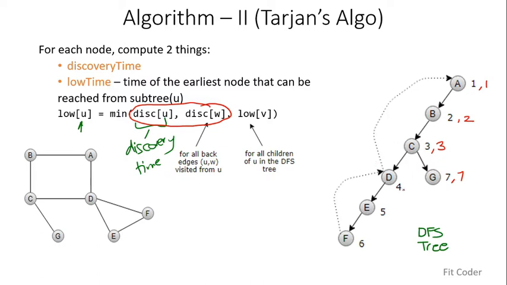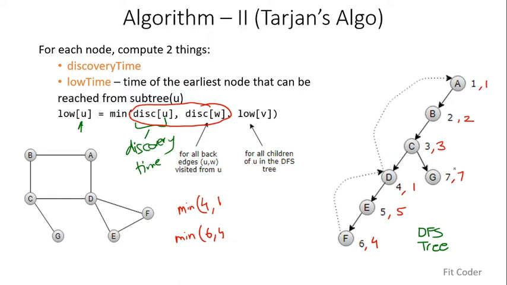For D, we have a back edge which is pointing towards A. The discovery time of A is 1, so it will be the minimum of discovery time of D and discovery time of A, so it will be 1. For E also we have no back edge, so low time will be equal to discovery time. For F we have a back edge towards D and discovery time of D is 4, so it will be minimum of 6, 4, so it will be 4.